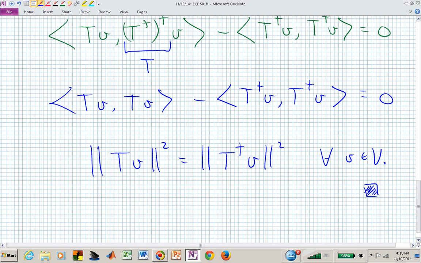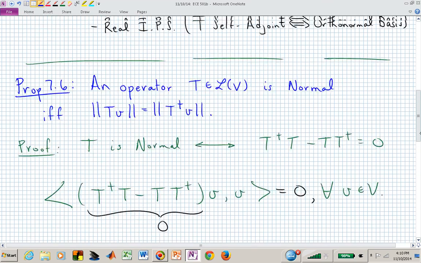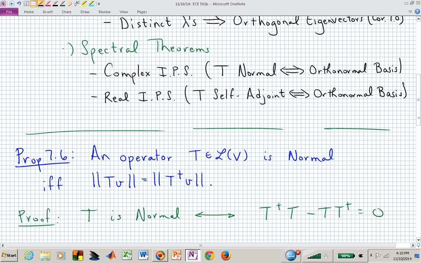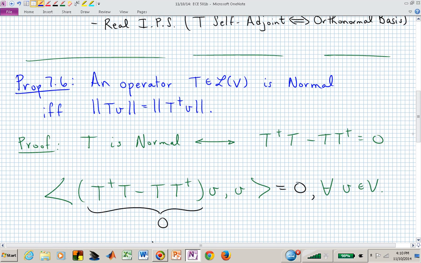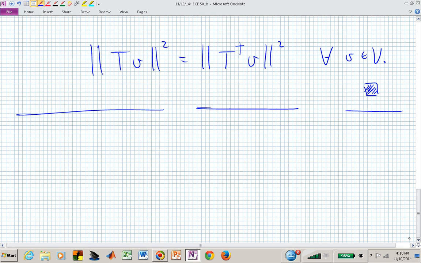Questions on that? That's where we stopped last time, was just stating that proposition. Now we've hopefully convinced ourselves that if we can show that TV's norm is the same as T dagger V's norm, then we can claim that T is normal, if we wanted to show that the operator T was normal in that way.